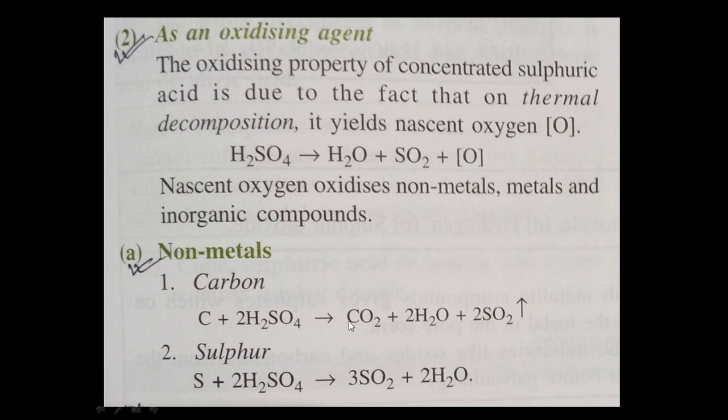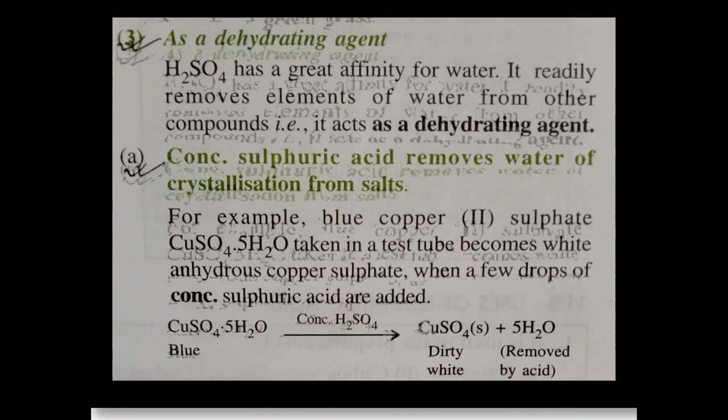When nitric acid was combining with carbon, you could see carbon dioxide coming out, and when sulfur was combining with nitric acid, sulfuric acid was forming. But here there is no confusion. With carbon it gives carbon dioxide and sulfur dioxide gas. With sulfur it gives sulfur dioxide gas and water only. So this you need to know.